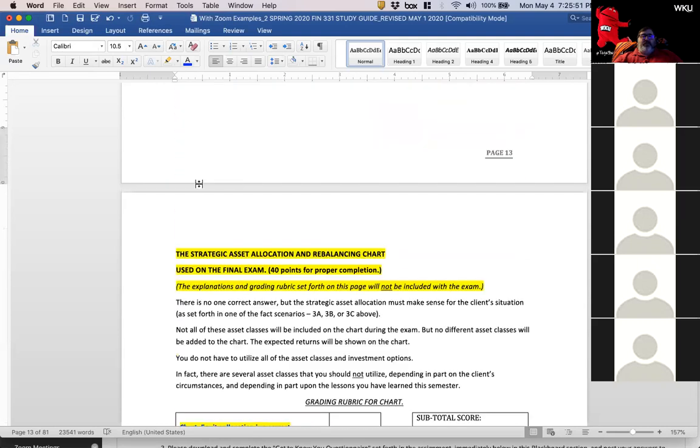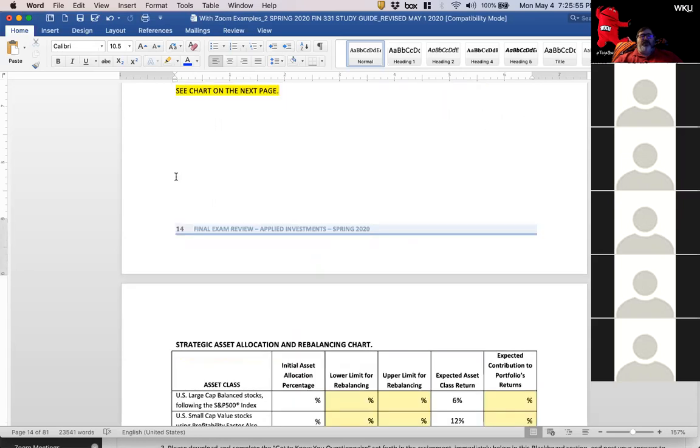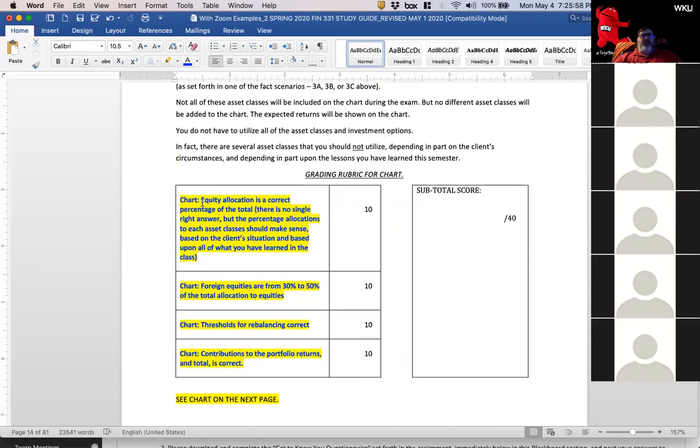So basically, let's come down to the chart. I'm looking for some things in this chart. The chart is here. But first off, I'm looking for an equity allocation that's in the correct percentage of the total. There's no single right answer, but you would think that a younger person would probably have an equity allocation of 80, 90, even 100% equities. An older person close to retirement might be 50, 60, 70% equities. And somebody who's somewhere in between would be somewhere in between. All right? There's no one right answer there.